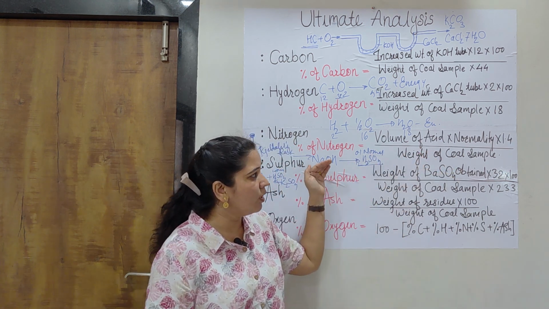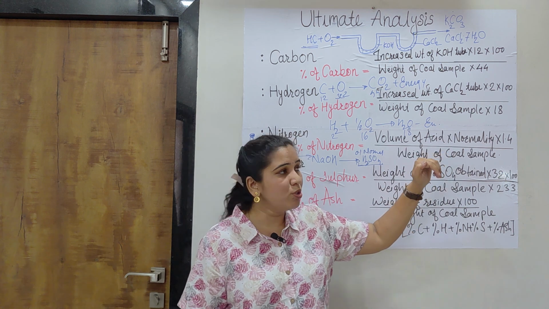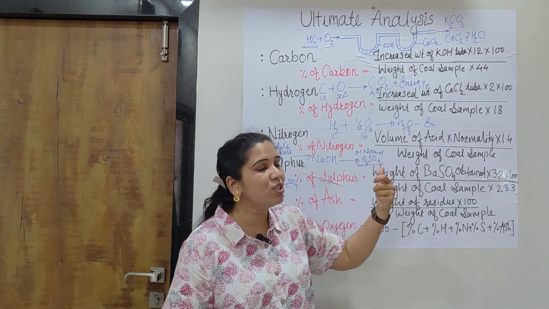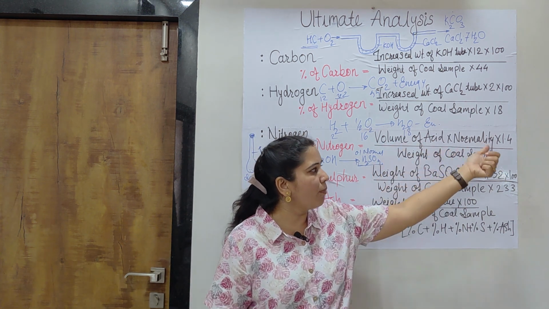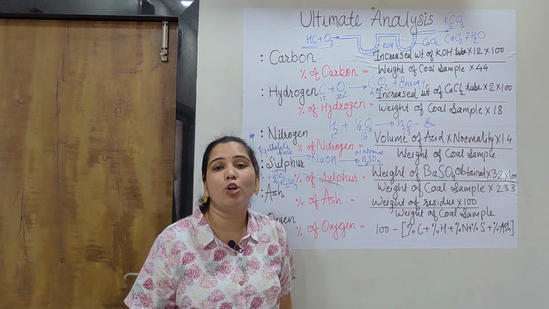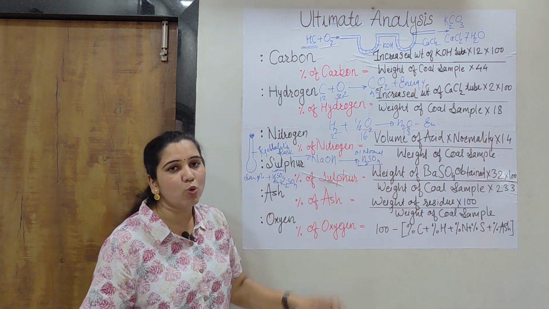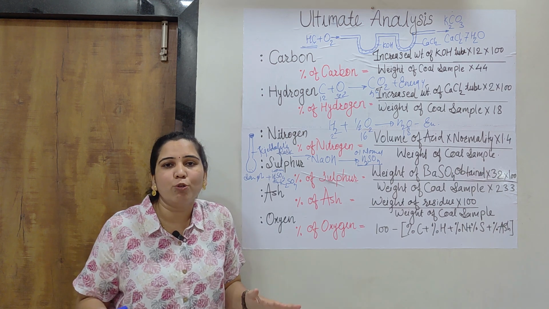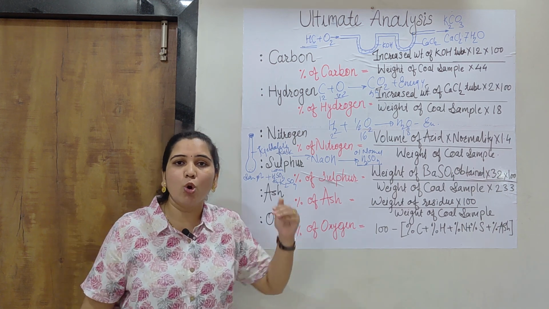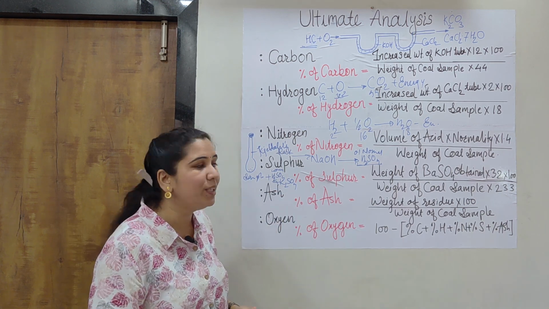So here the total procedure has occurred, and after the procedure we get the volume of acid, the normality of acid into 1.4, and this is divided by the weight of the coal sample taken. In this way the percentage of nitrogen can be calculated, which is not useful for good quality coal. The lower the amount of nitrogen, the higher the quality.